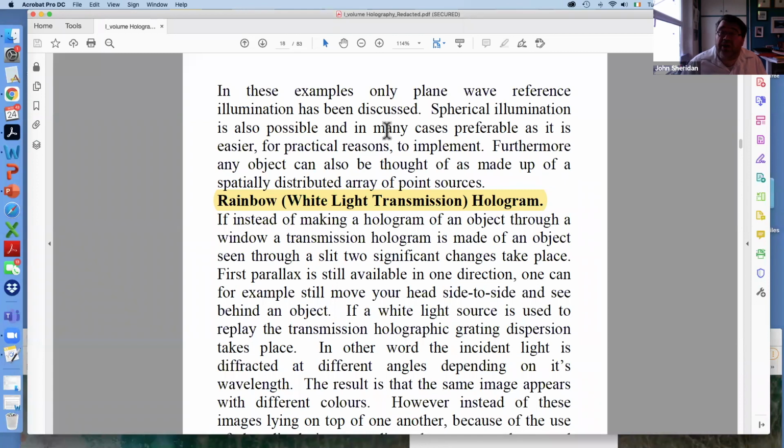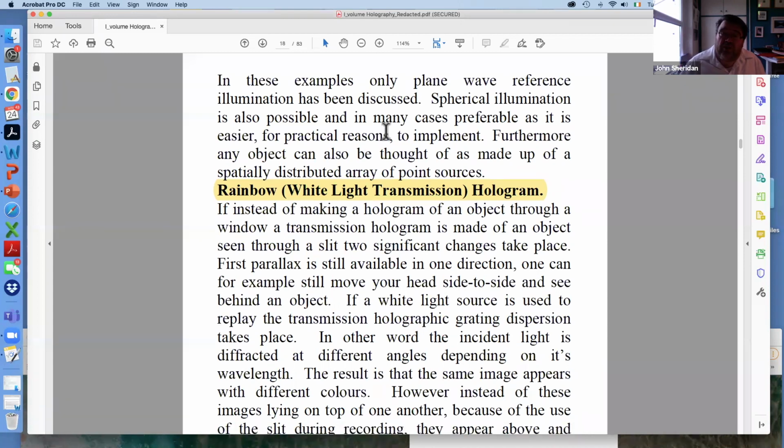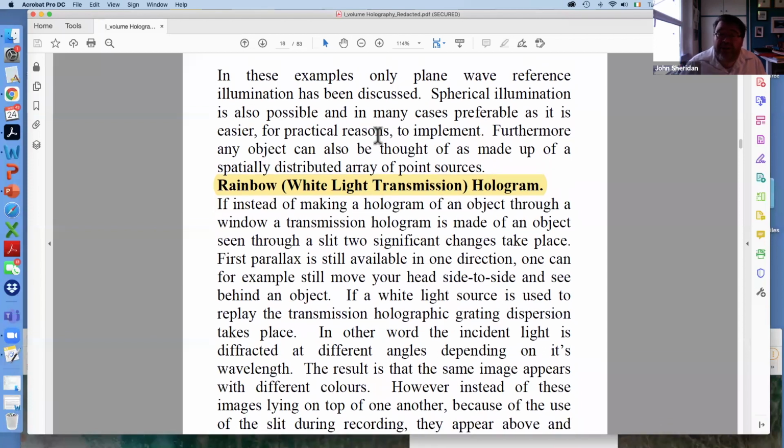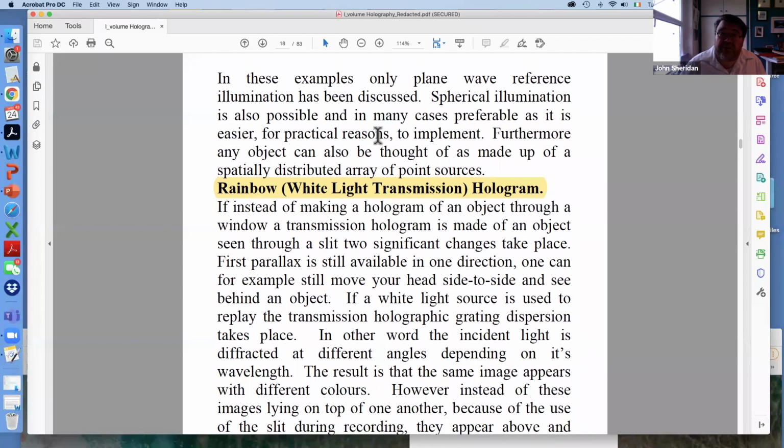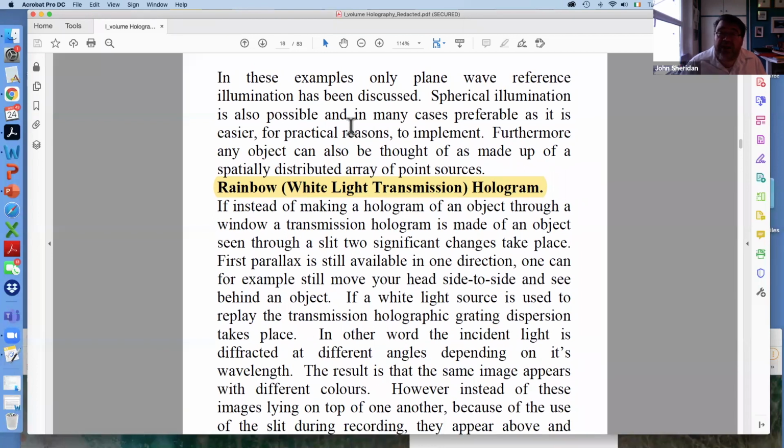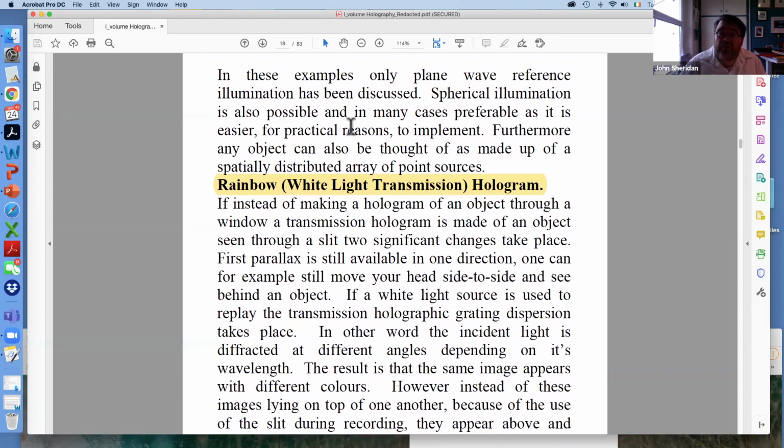So you can talk about things, and of course, if you get two plane waves, they will interfere. It can be called a sinusoidal effect. So we can talk about spatial frequency response of materials. So plane waves interfering with one another are very important ways to characterize what happens in these materials. Spherical illumination is also possible, and in many cases preferable, as it is easier for practical reasons to implement. Basically, the output from a laser is more or less a spherical wave over some extent.